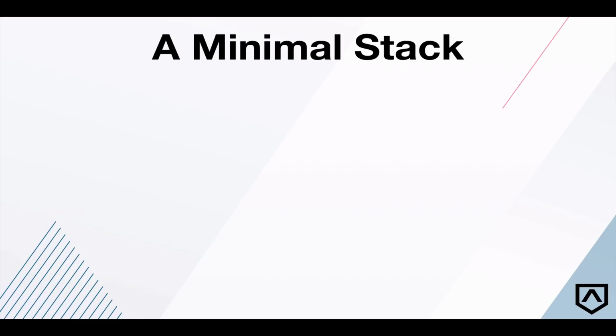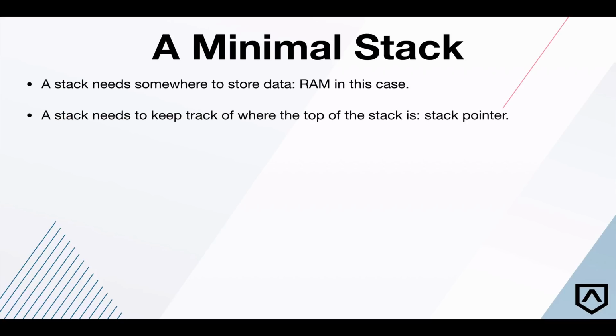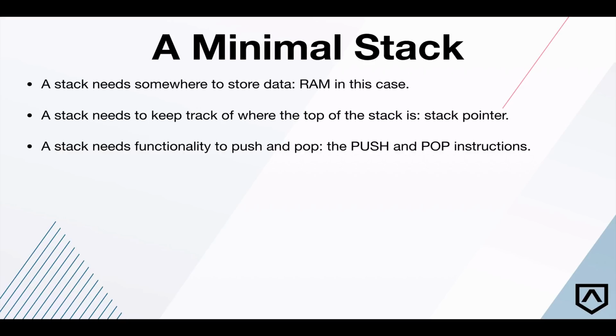So once again, what do we need for our most minimalist stack? We need a place to store things that we push on there, so we're going to use some RAM for that. We need to keep track of the most recently pushed item on the stack, so we know what the top of the stack is, and we'll use the stack pointer for that. And then we also need our push and pop functionality, and that's all. This is our minimum stack. So really, we've already got the RAM set aside. All we need is a stack pointer, and then to implement the push and pop functionality.